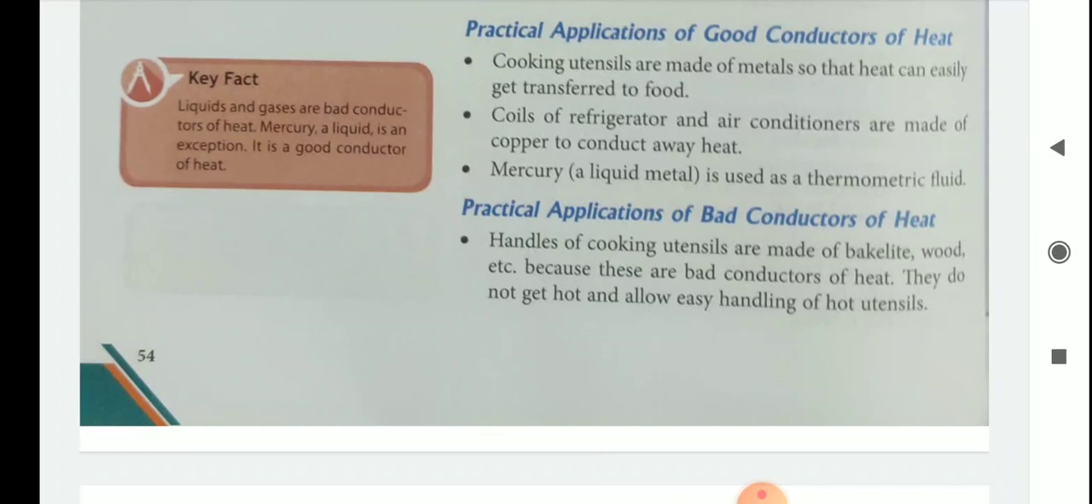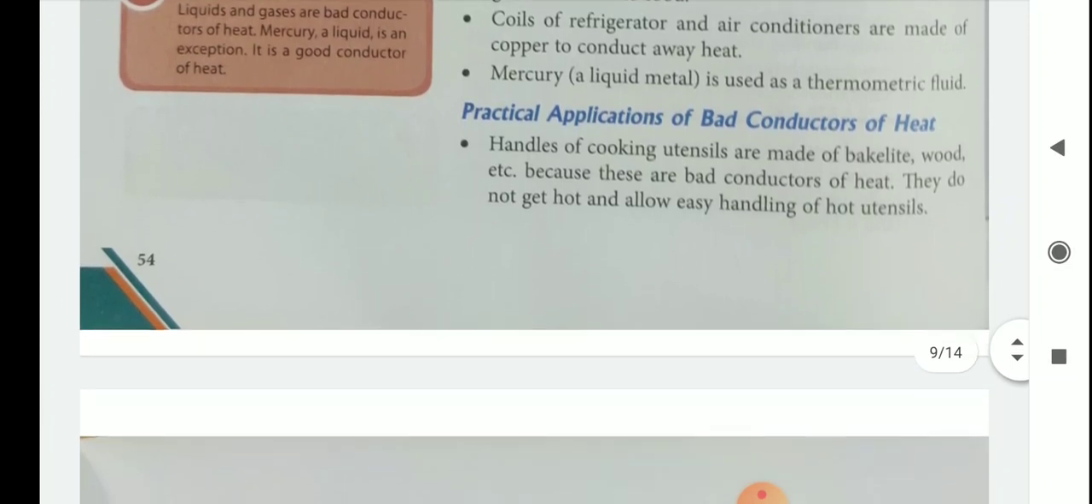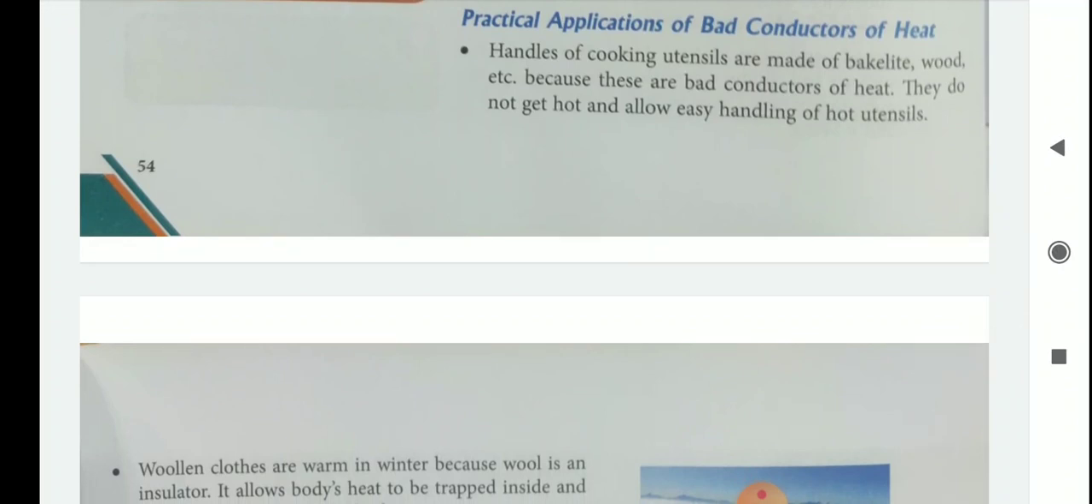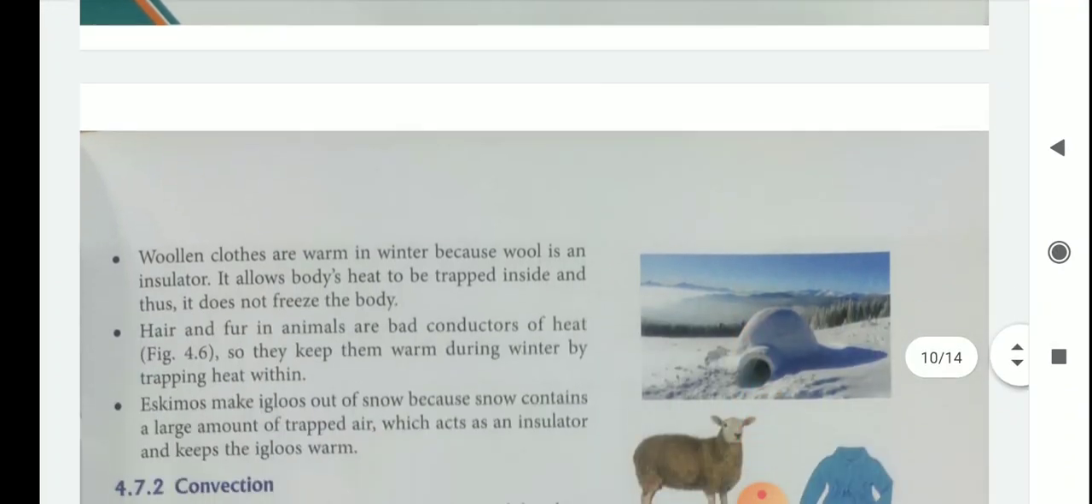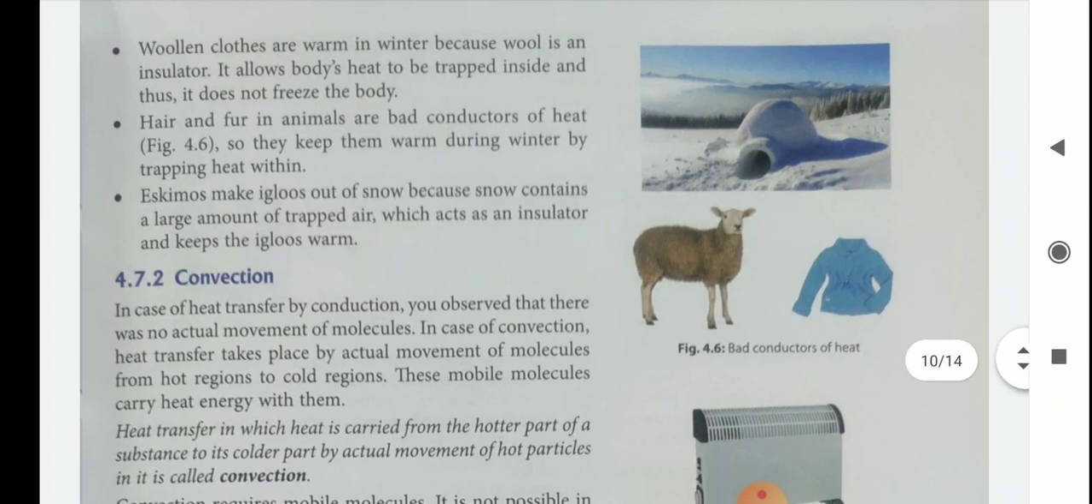Then, practical applications of bad conductors of heat. Handles of cooking utensils are made of bakelite, wood, etc. because these are bad conductors of heat. They do not get hot and allow easy handling of hot utensils. Woolen clothes are warm in winter because wool is an insulator. It allows the body's heat to be trapped inside and thus it does not freeze the body.